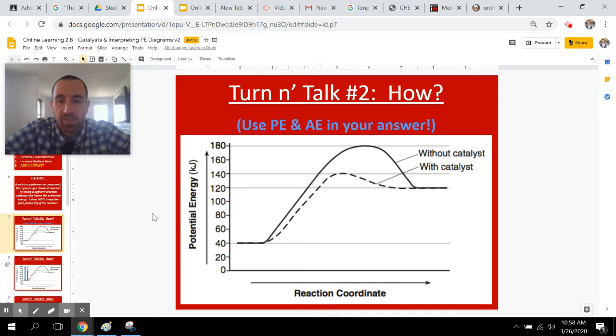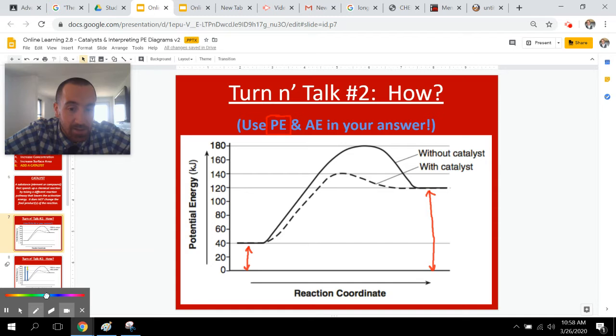You guys should be able to see here that you have without a catalyst and with a catalyst. The one thing that's important to note is that they both have, in terms of potential energy, the potential energy of the reactants and the products do not change. Okay, so the first thing you want to know is a catalyst does not change the potential energy of the reactants or the products. Okay, however, the activation energy, that is not necessarily the case.